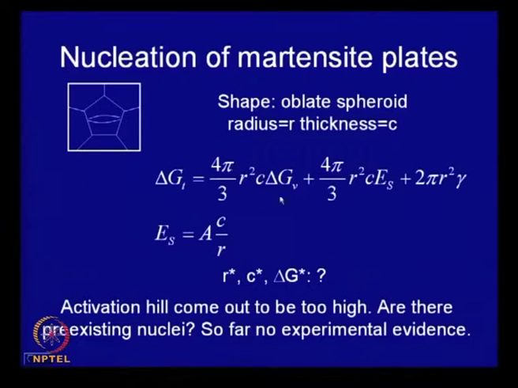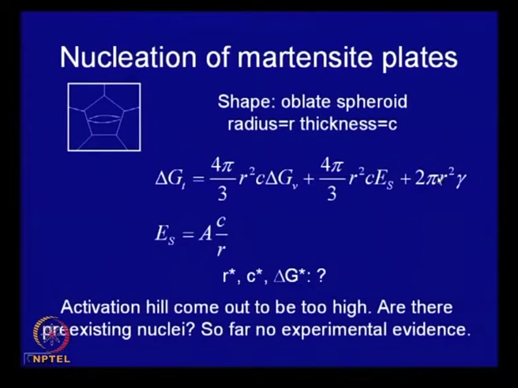which is shown over here, multiplied by the driving force free energy, which is a function of undercooling. Then there will be a strain energy associated with it, which will be positive. So, this will be the volume multiplied by the strain energy, and usually the strain energy is a function of the shape of this plate. So, how much is the C over R ratio? This strain energy is equal to A, a constant, times C over R, plate thickness over the radius. And then you have this new surface being created.